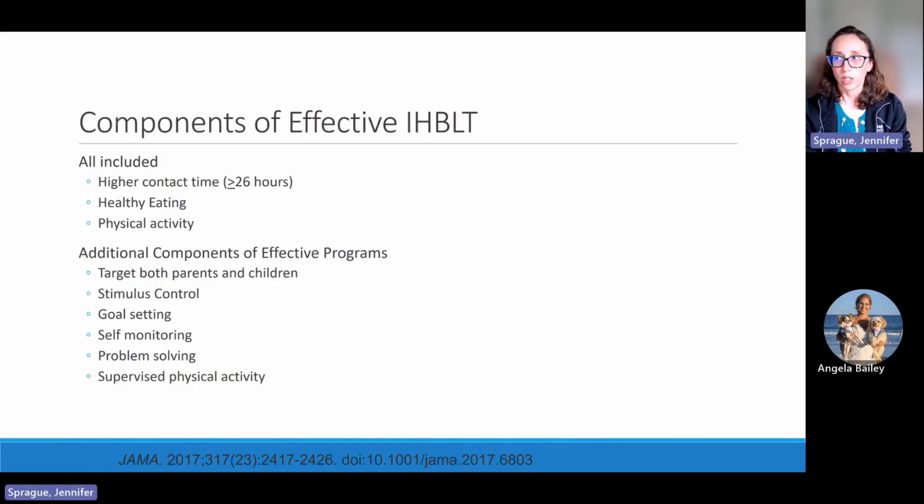So what are the components of an effective intensive health, behavioral, lifestyle treatment? So higher contact time, discussion of healthy eating, and physical activity are included in essentially every intervention. Many of the effective programs include targeting both parents and children. They may talk about stimulus control, goal setting, self-monitoring, problem solving, and they may include supervised physical activity.